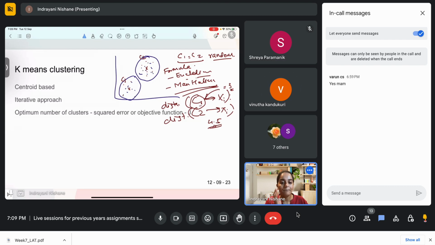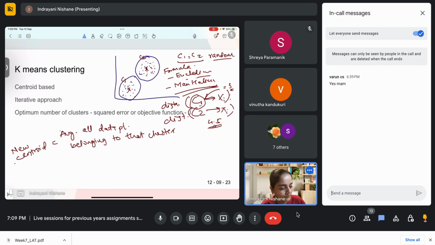Now we know that these many points belong to cluster 1 and these points belong to cluster 2. But now we need to compute new centroids. C1 might not be closest to all the data points in this cluster, and C2 might not be closest to all the data points in this cluster. So we will calculate the average of all data points belonging to that particular cluster. This average value will be the new centroid. Then we will repeat the same thing.